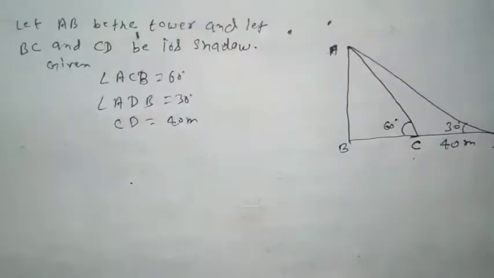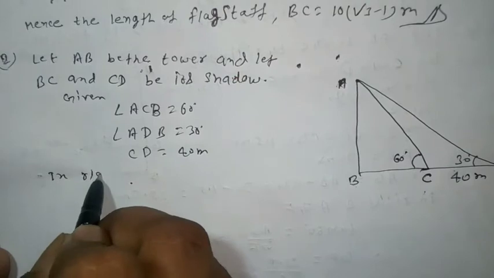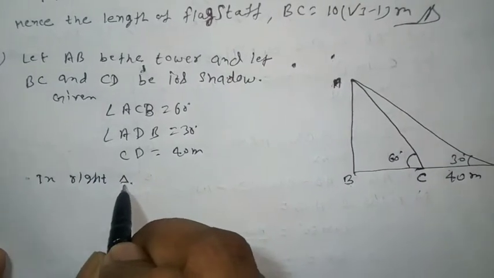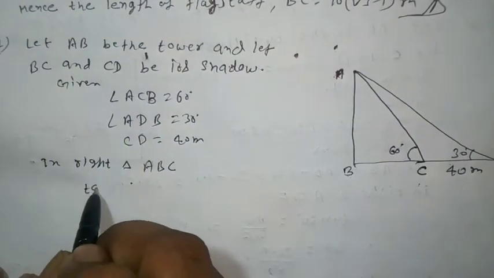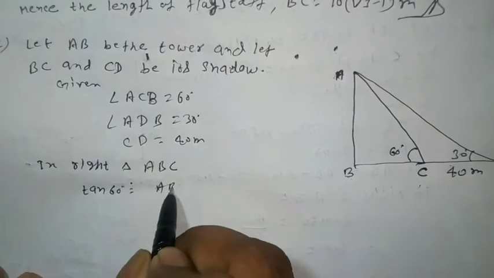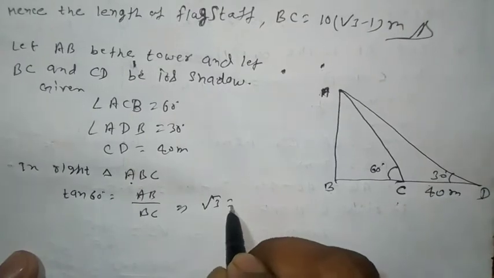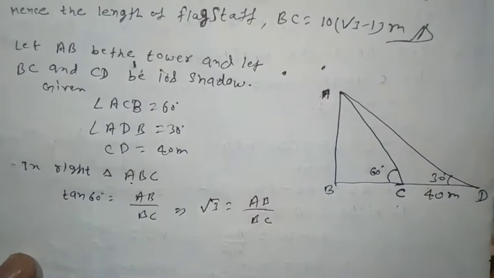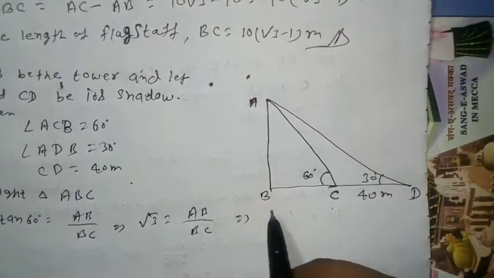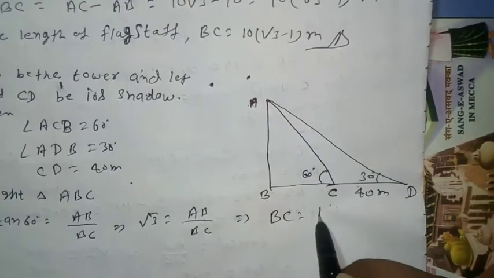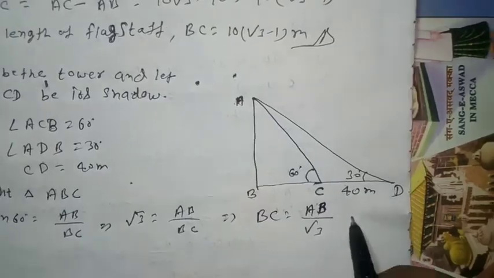Now in right triangle ABC, tan 60 degrees is equal to AB by BC. Implies the value of tan 60, root 3, is equal to AB by BC. Implies BC is equal to AB by root 3. Equation 1.